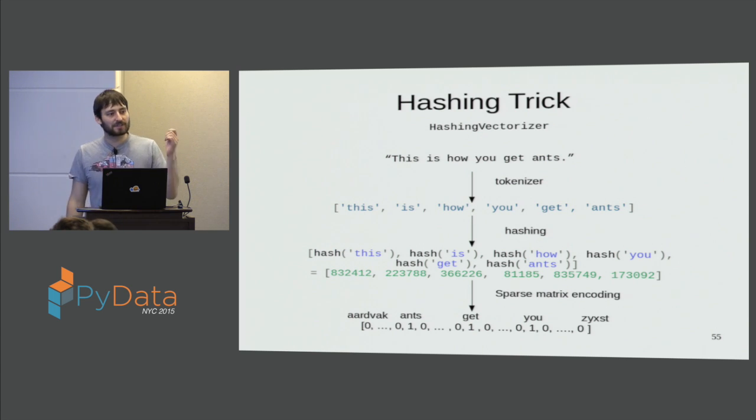And then you use this number that you get. So I actually ran it, I think. For this, you get the number 832,412. And for is, you get, well, a different number. And you use these as index into your sparse matrix. And you count how often each of these numbers appear. So if you see this, you look at the point 832,412 and add one entry. If you see this again, you add it again. And this way, you don't have to have a vocabulary. And you can just do this in an online fashion.